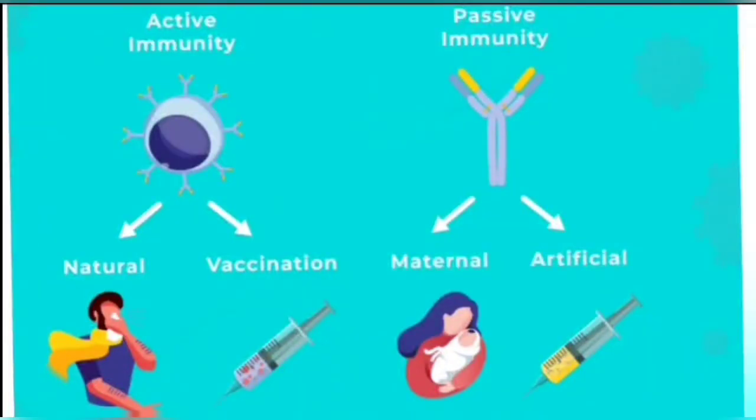This picture shows active and passive immunity. In active immunity, there is natural immunity and vaccination. In passive immunity, there is natural and artificial immunity. In that, natural is maternal, and artificial is also there. Through this picture, you can easily understand what is passive and active immunity.